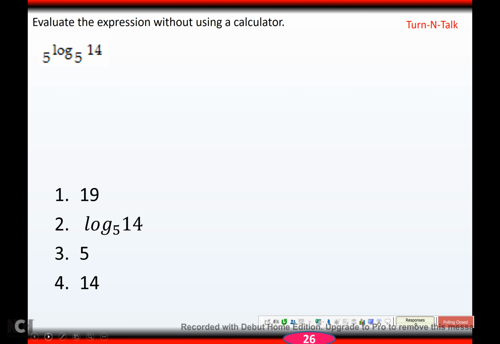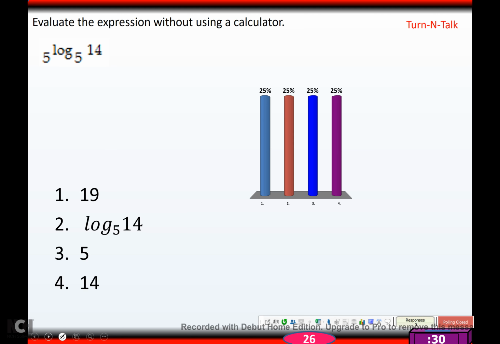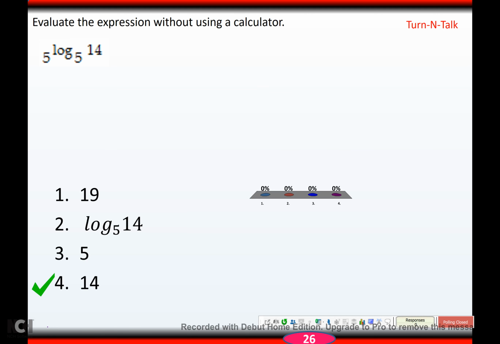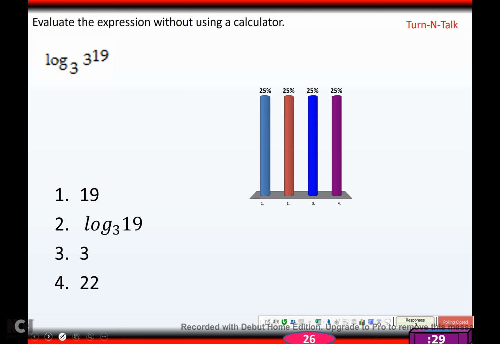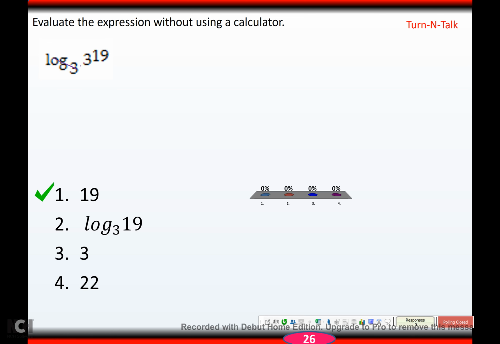Okay, try this one. Hit pause, come back when you're ready. And you should get 14. These match, they cancel, 14 is my answer. Try this one. Hit pause, come back when you're ready. These match, so my answer is 19.